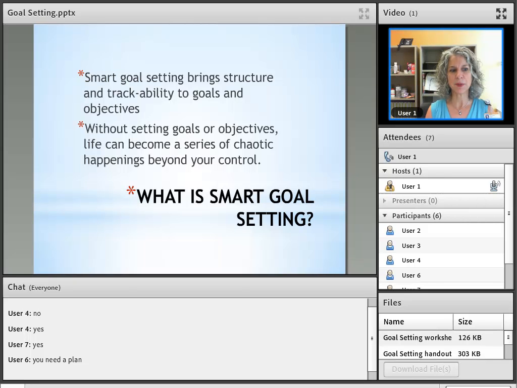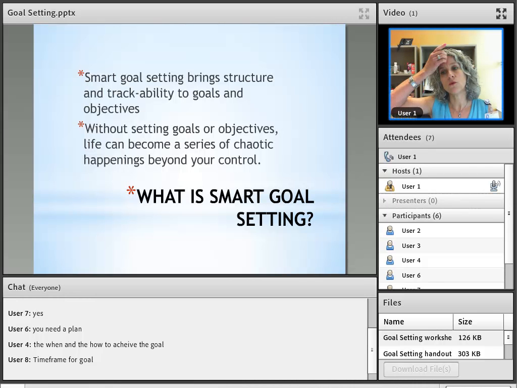So Pam is giving us an answer. You need a plan, she says. Absolutely. Yeah. So any ideas about what the elements of a plan should include? Just off the top of your head. There's no right or wrong answer. Just y'all brainstorm. What are the elements of a plan that one might create if you're working toward the goal that you've written down? Jennifer, okay, the when and the how to achieve the goal. Okay, great. And Bridget's typing. So what do you think might be time frame? Yes, time frame for the goal.